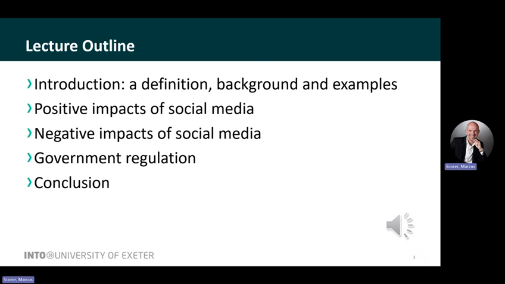Then, the first main chunk of the lecture will be concerned with discussing the positive impact that social media has on young people. After that, we will move on to examine some of the more negative aspects of social media, again with a focus on young people. Finally, we will move on to discuss some of the actions that governments are taking to regulate social media behaviour and platforms, before we conclude the lecture and summarise the main points.